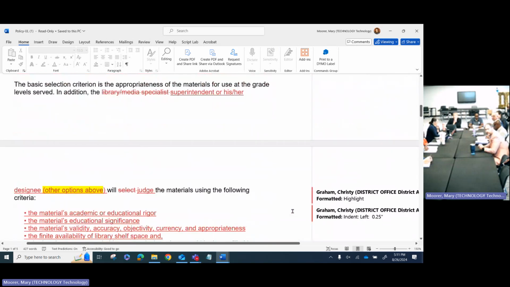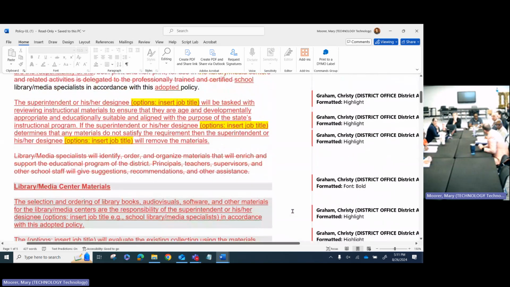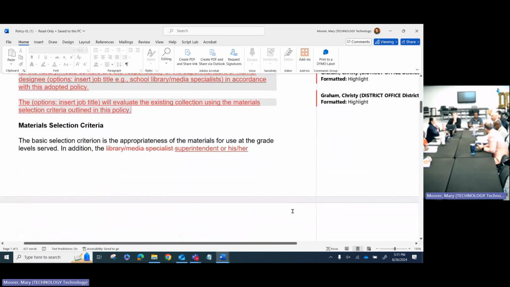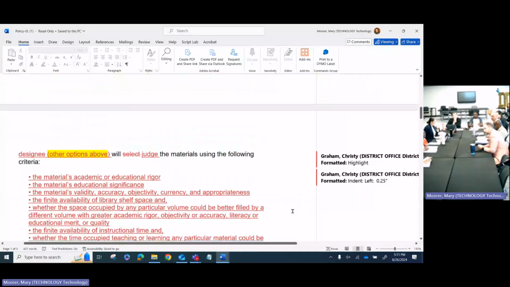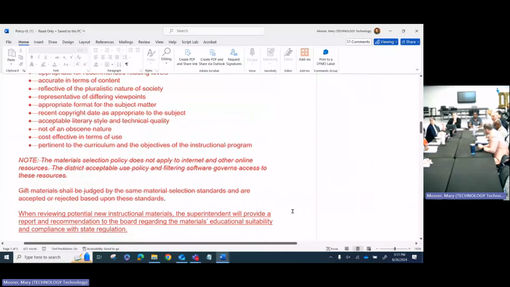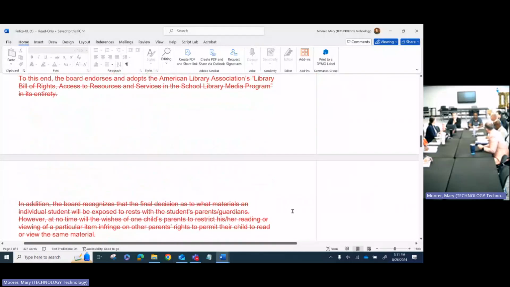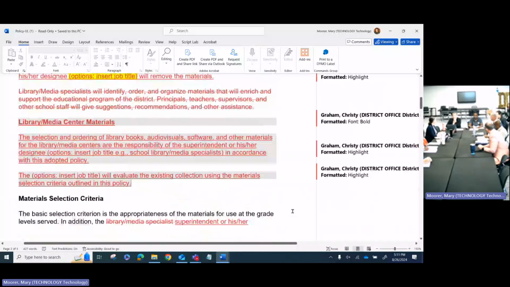So we have that paragraph right now, and we're talking about that globally. Yes, I think with the added duties now, that is something we can put.